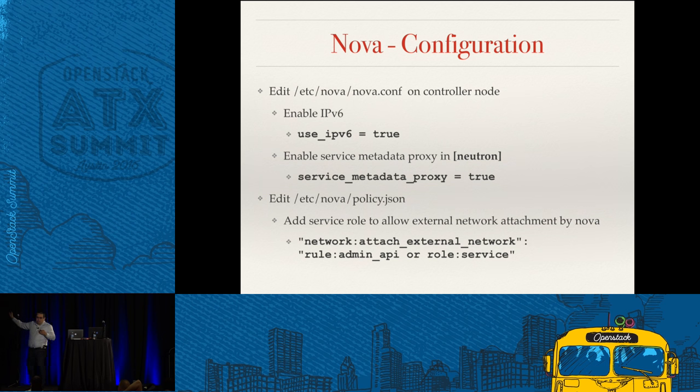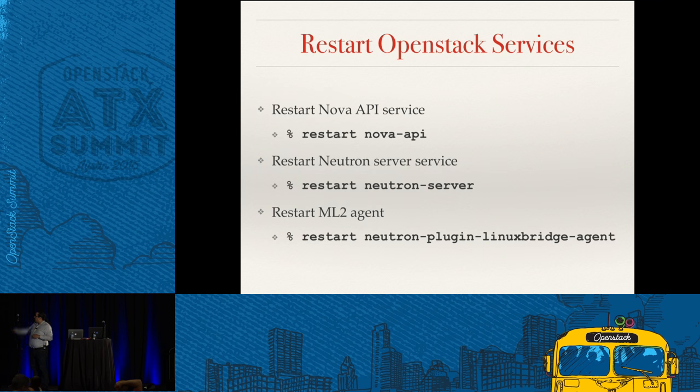And then the one thing that does change is the policy JSON, right? Currently, the network attach for Nova can only be done by the admin API. We're telling it that the role of service can actually plug into an external interface to the external network. So that's what this role service that we add to that particular policy JSON. Otherwise, Nova says I can't connect to an external network. So that's what that allows when the service VM gets spun up by the admin service, it can actually connect to the external networks. And then at that point, we just restart the Nova API, Nova server, and the Linux bridge agent.